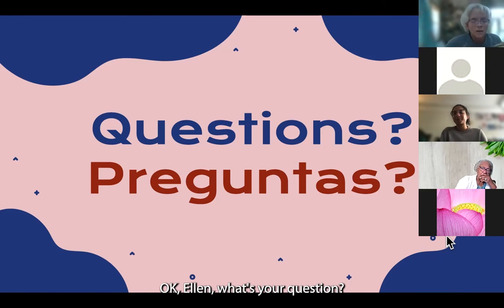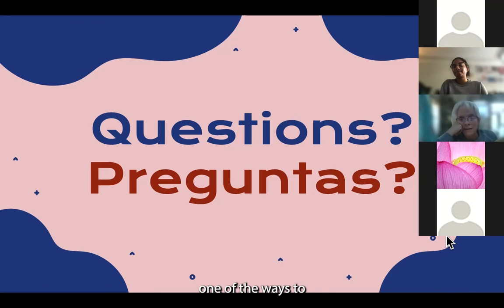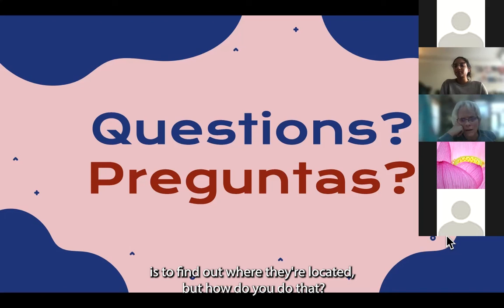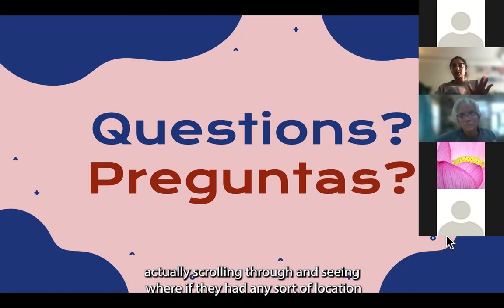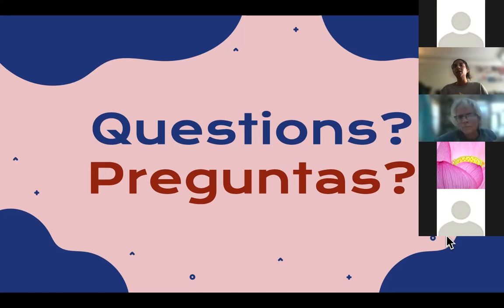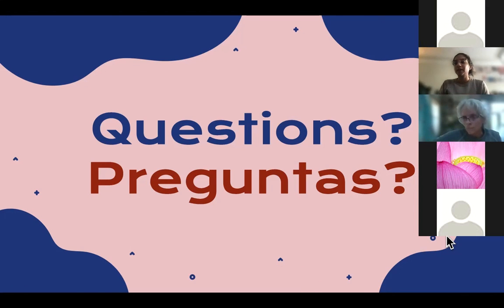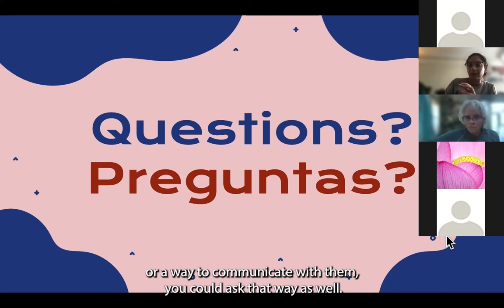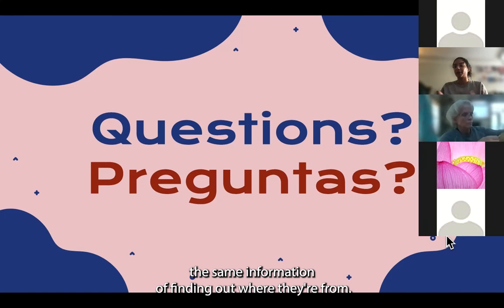Ellen, what's your question? My question is, early in this presentation, you said that one of the ways to check whether you want to follow someone or an account is to find out where they're located. But how do you do that? So you can typically tell by the location of the post. So actually scrolling through and seeing if they tag any sort of location on their social media posts, that's a good way to check. You could also do a simple Google search of a group. And oftentimes that'll come up, their physical location. You could also just directly ask the account too. So you could message, if there's a message button or a way to communicate with them, you could ask that way as well. So all these are different ways to get the same information of finding out where they're from. Okay, thank you.